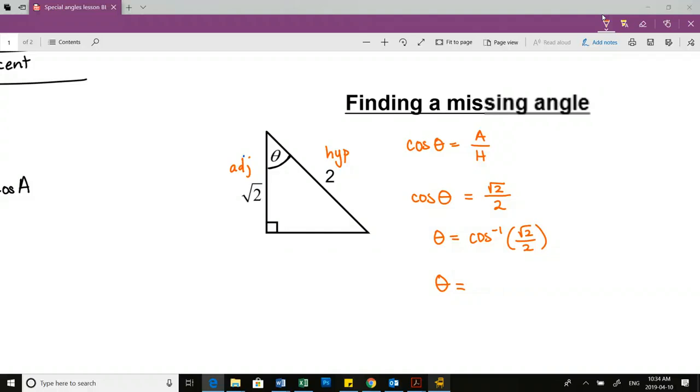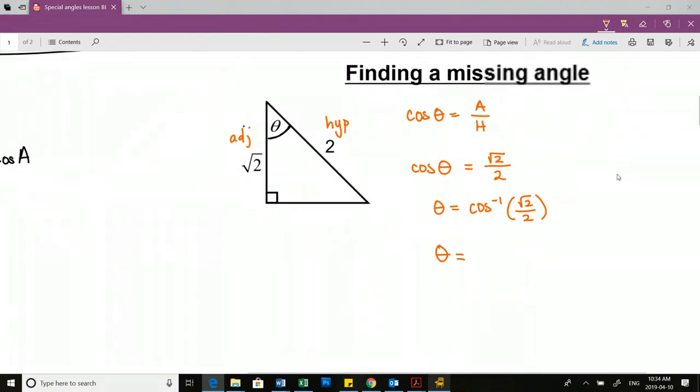Okay, what did everybody get? 45. 45 what? Degrees, very good. If you got like 1.78 something, you're in radian mode. Okay, so let me know if you need some help switching over. Okay, that is your crash course in SOHCAHTOA.